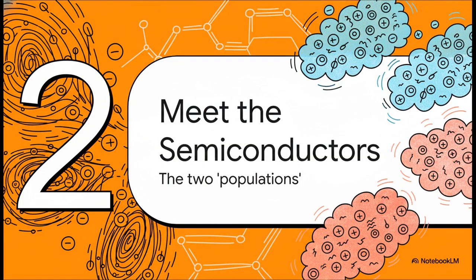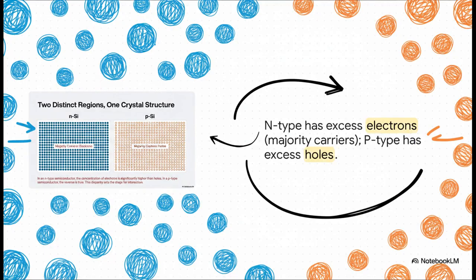So let's meet these 2 personalities. We really need to get to know the 2 populations of charges that are the main characters in this entire story. Okay, so on one side you've got n-type silicon. The N stands for negative. It's been doped so it has this huge surplus of free-moving electrons. They're the majority around here.